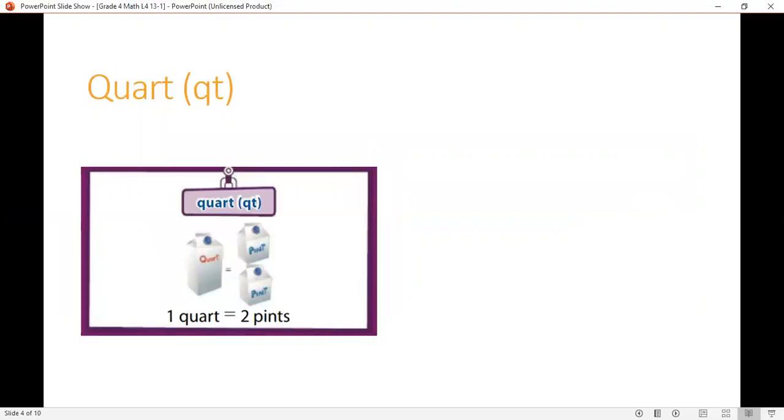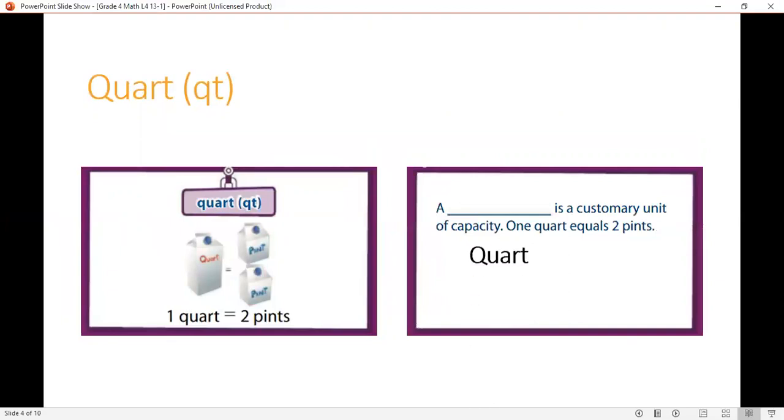For example, if we look at a quart, what is a quart? 1 quart consists of 2 pints. So a quart is a customary unit of capacity. 1 quart equals 2 pints. But what does a pint mean? 1 pint is roughly 500 milliliters. So 1 quart will be 2 times 500 milliliters, and that will give me 1 liter, or I will show you roughly 1 liter.